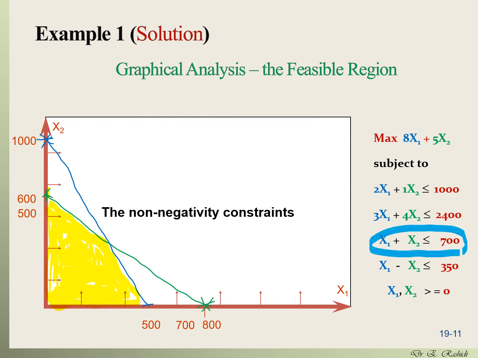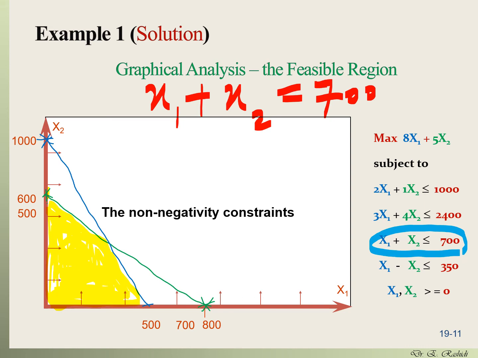The third constraint is that the total production of x1 and x2 should not exceed 700. So again, I'm going to write the line here: x1 plus x2 equals 700. All right, we need to do the same process. Find 2 points and then plot the line by connecting those 2 points.